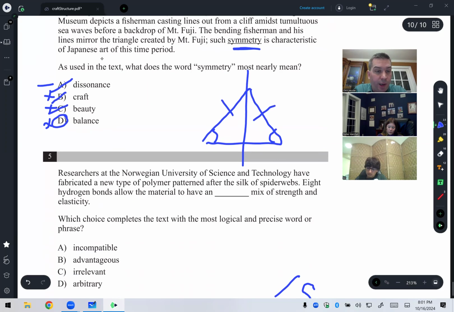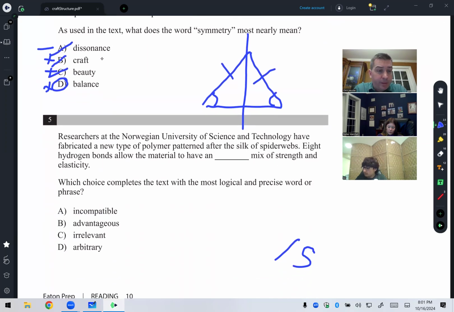All right, on to the last one. I see a positive word. I see some negative words. Not a bad idea to just maybe note the charges of the words. Hydrogen bonds allow this material to have an advantageous mix of strength and elasticity. If we read those negative words in the sentence, none of them are going to make sense. You're just going to get gibberish.